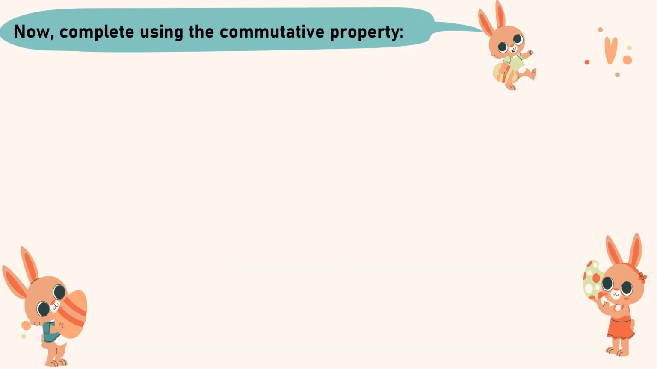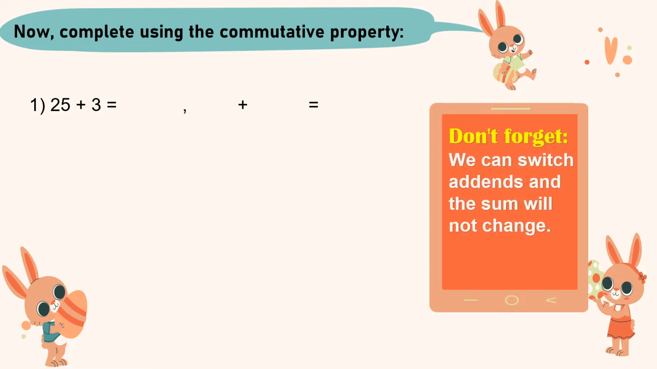Now, complete using the commutative property. Number 1, 25 plus 3. Let's remember our rule. We can switch addends and the sum will not change. So 25 plus 3, after 25: 26, 27, 28. Now we can switch addends and the sum will not change. So 3 plus 25 also equals 28.